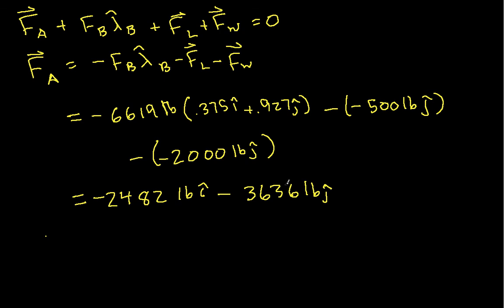We got F sub B in the last slide, and here we've got the reaction force at A. If you want to show this in terms of its magnitude and angle, it's 4,402 pounds at an angle of minus 124.3 degrees.